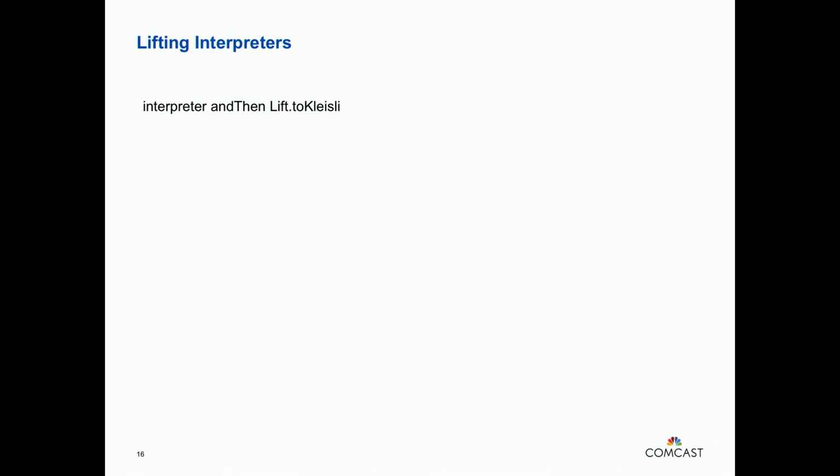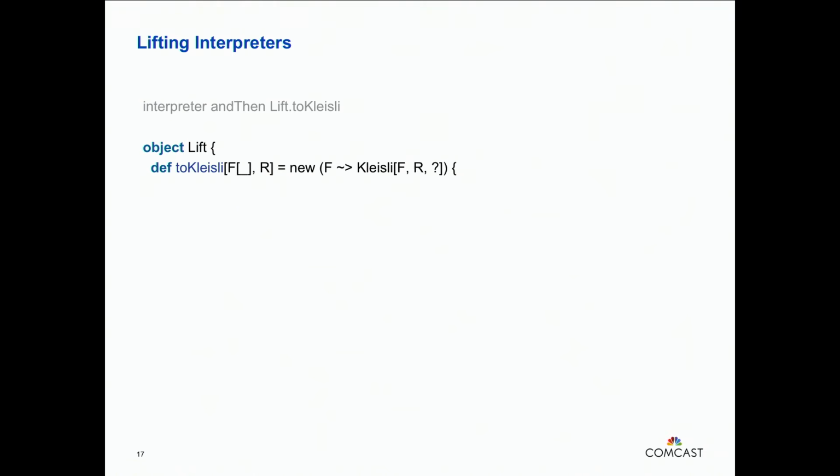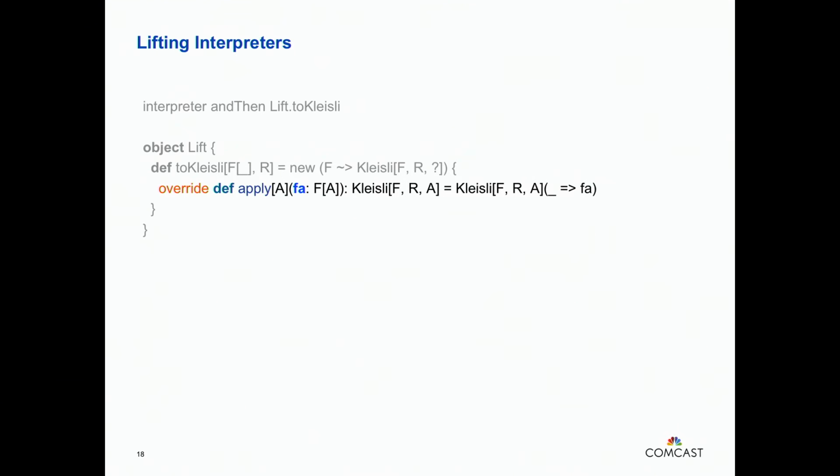Let's see. So the other, I mentioned lifting interpreters. I wanted to be able to write this interpreter and then lift to Cleaver, right? So we created an object to hold these lifts, and it's very simple. What we want to do is just take any output and turn it into Cleaver. To do that is very simple: ignore the argument and return exactly what you have as your input.